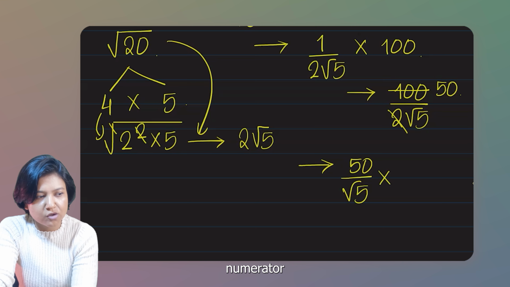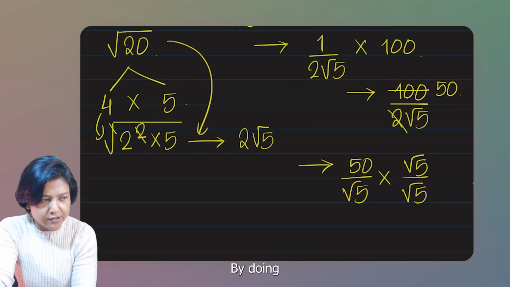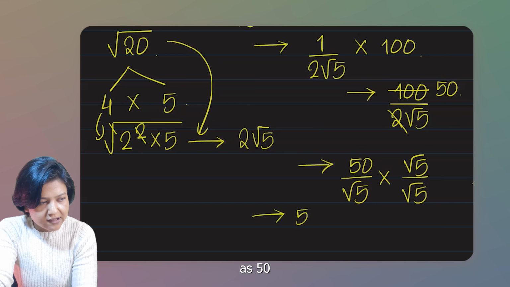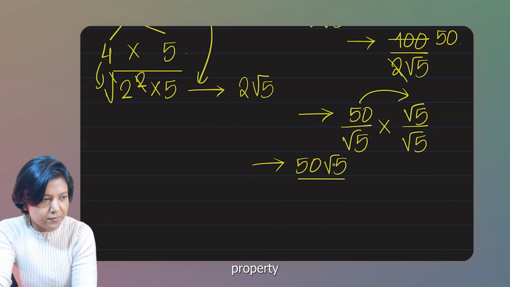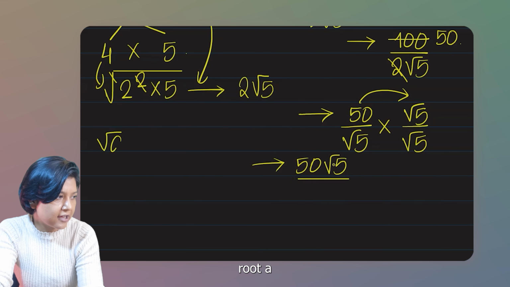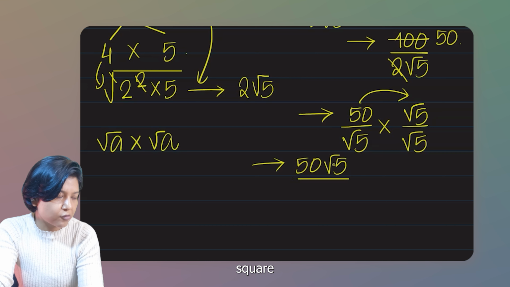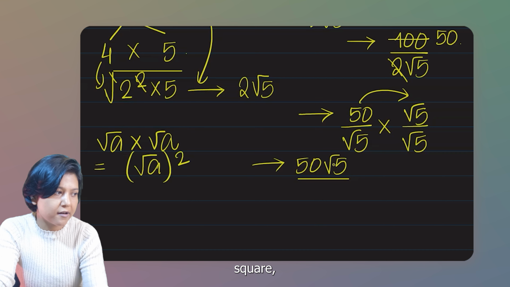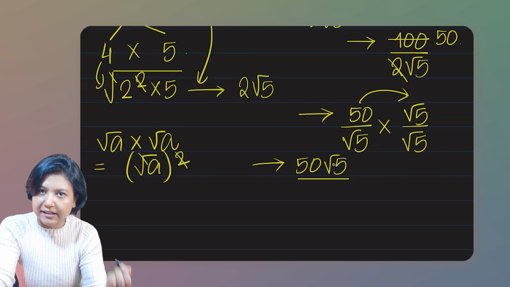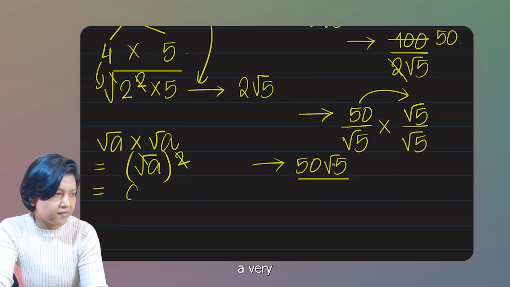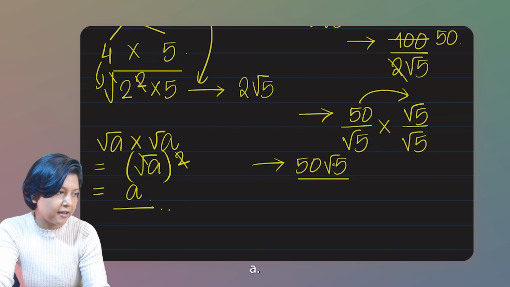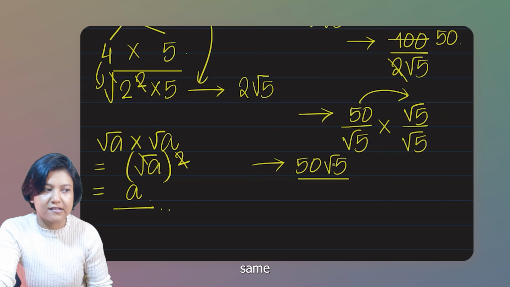So you multiply both numerator and denominator by this irrational number that you have. By doing so, you get your numerator as 50 times root 5, 50 root 5. Root 5 into root 5, this is a property of irrational numbers. When you have root a into root a, root means square root. So the square root of a, if you have it twice, anything that's multiplying with itself twice can be represented as a square, giving me square and root cancelling out. The answer becomes a very simple rational value, a. So that is the reason we are rationalizing with the same number.